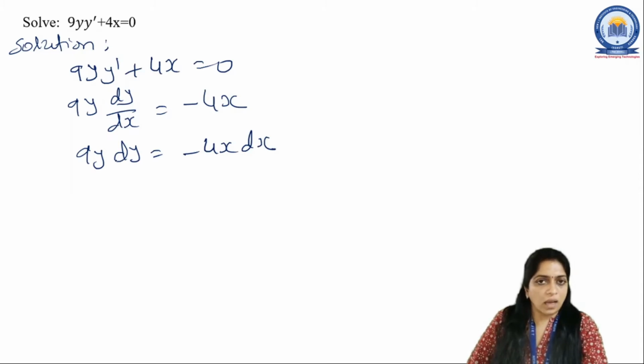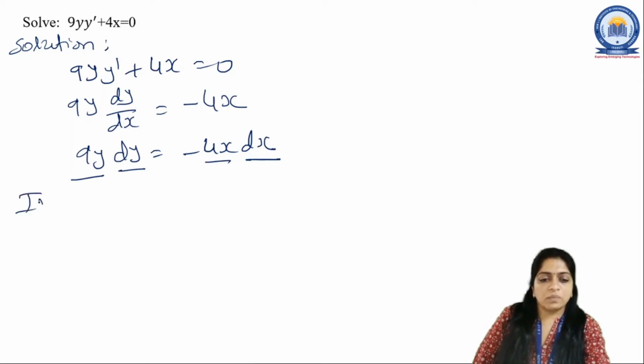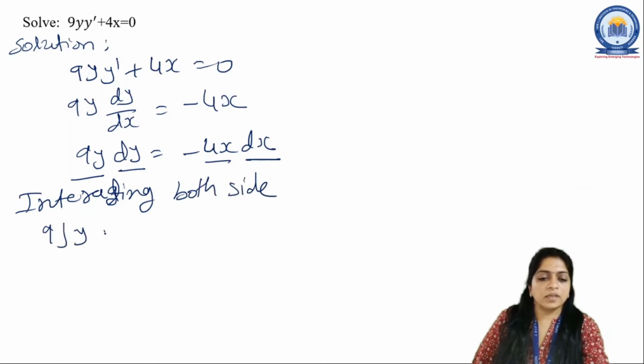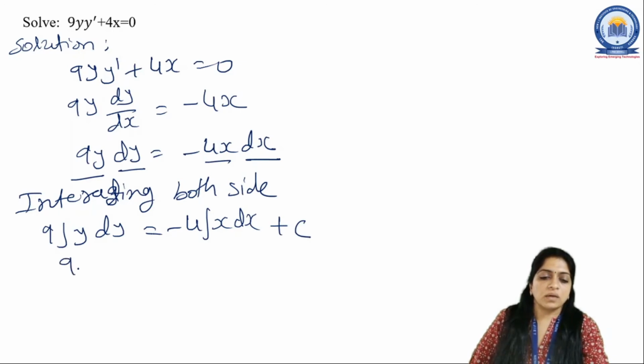So again I can apply the variable separable method here, because the multiple of dy is a function of y only and the multiple of dx is a function of x only. You have to neglect the constant term, right? So integrating both sides now. Here 9 integration of y dy, here minus 4 integration of x dx plus c. So here 9y square by 2, here minus 4x square by 2 plus c.